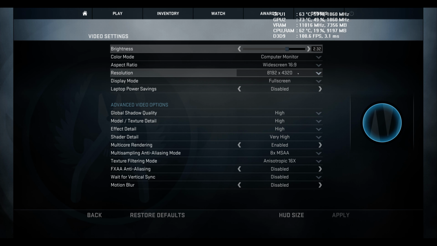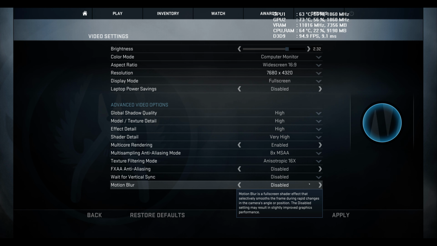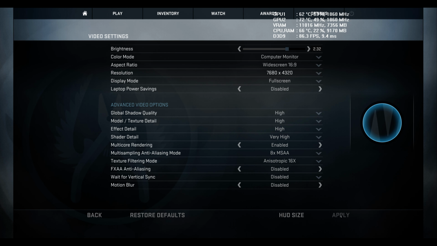So 8K, nice. Let's go ahead and see if it can run the 7680 by 4320 8K, and what's the difference in FPS, shall we?